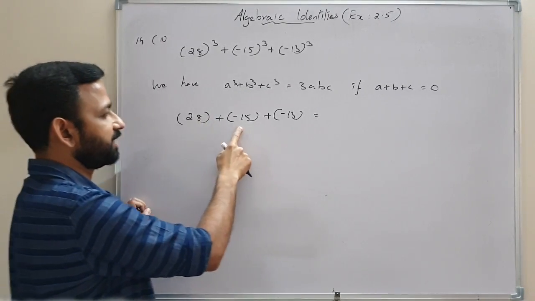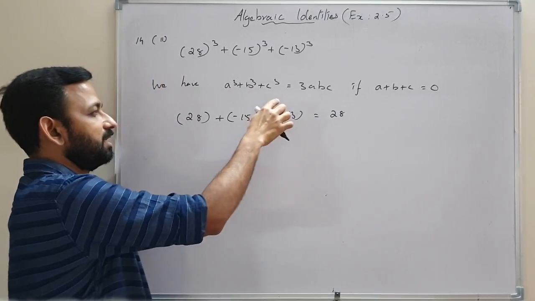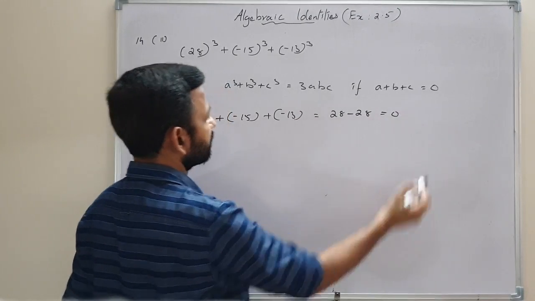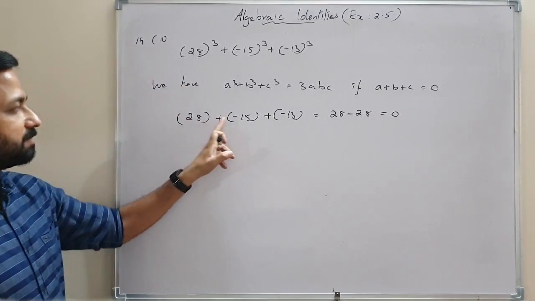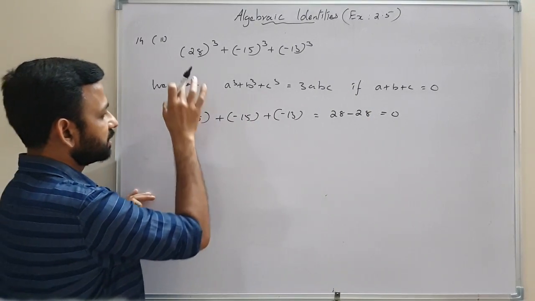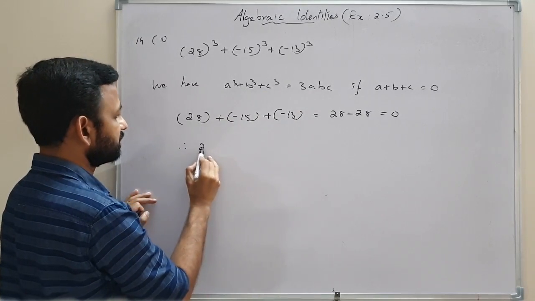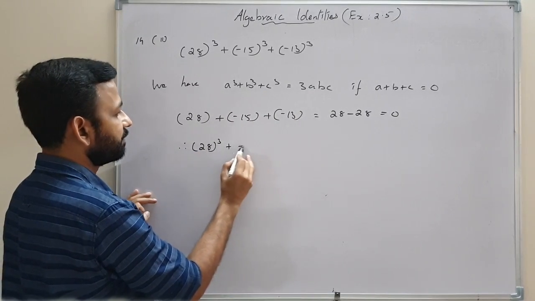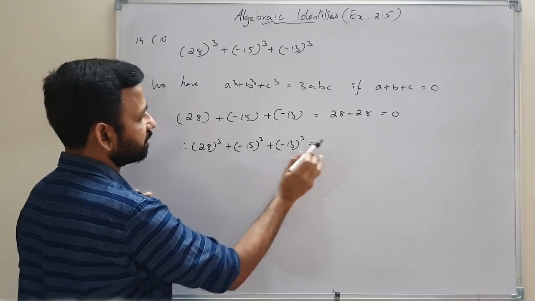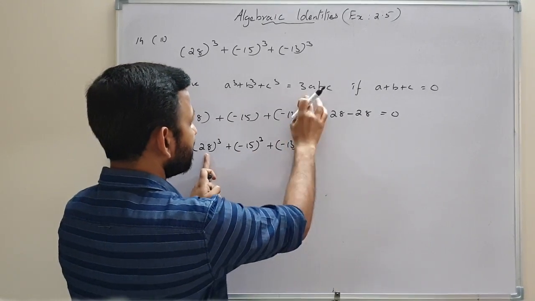28 plus minus 15 plus minus 13, that is 28 minus 15 minus 13, that is 28 minus 28, that is equal to 0. So here a plus b plus c equals 0. Therefore, the sum of the cubes of those three expressions, by using this identity, 28 cubed plus minus 15 cubed plus minus 13 cubed, equals a cubed plus b cubed plus c cubed, which equals 3abc.